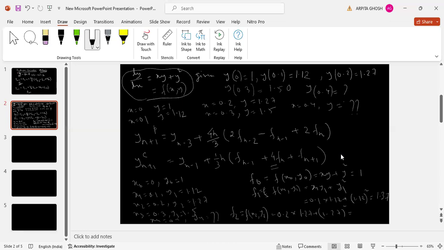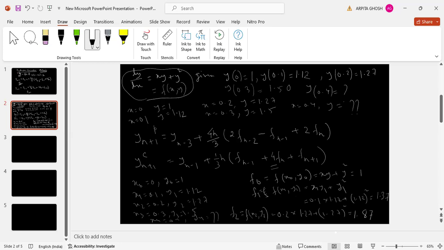At least the name should be there. Achha. 1.27 whole square plus 1.27 into 0.2. Find out the value: 1.87. It comes to 1.8669, round up to 1.87. Okay, 1.87, that is your f2.